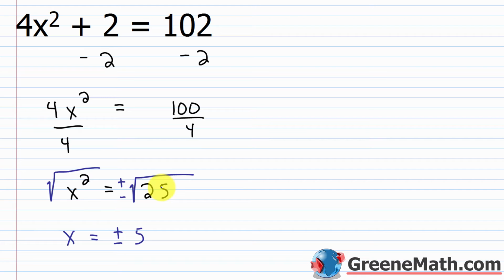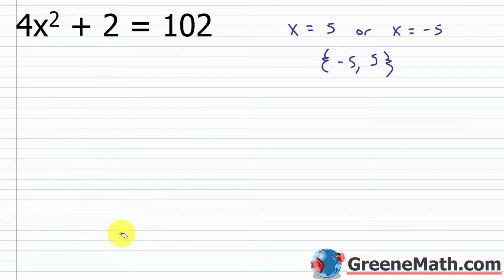So again, this is two solutions. This is x is equal to 5, or x is equal to negative 5. So we can write negative 5, comma 5 like that. And for this one, let's just stop and check for a second. So if I plugged in a 5 there, what would we get?